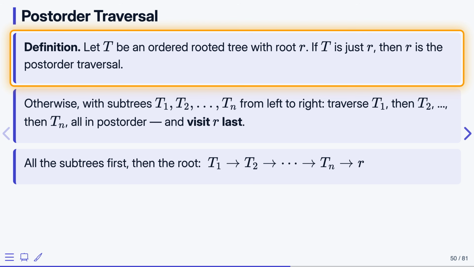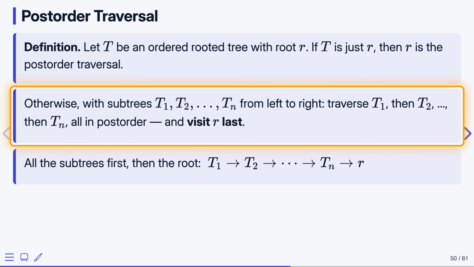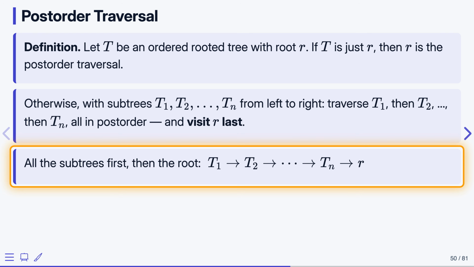Now Postorder, the last of the three. Let T be an ordered rooted tree with root R, the stopping case is the same again. If T is just R, then R is the traversal. Otherwise, list the subtrees left to right as T1 through Tn, and this time we save the root for the very end. We traverse T1 in Postorder, then T2, and so on through Tn. Only when every subtree is finished do we visit the root R. So the short version for Postorder is, children first, root last. As always, the rule works on each subtree by calling itself.